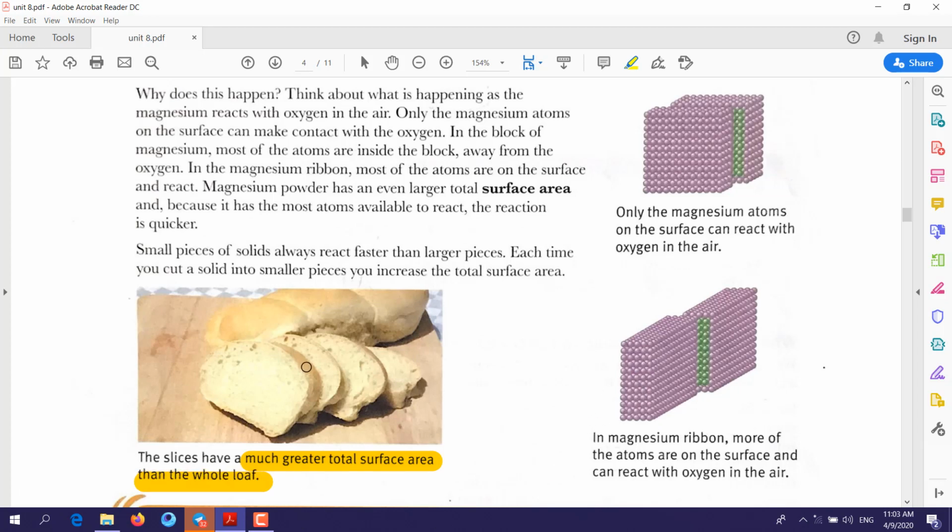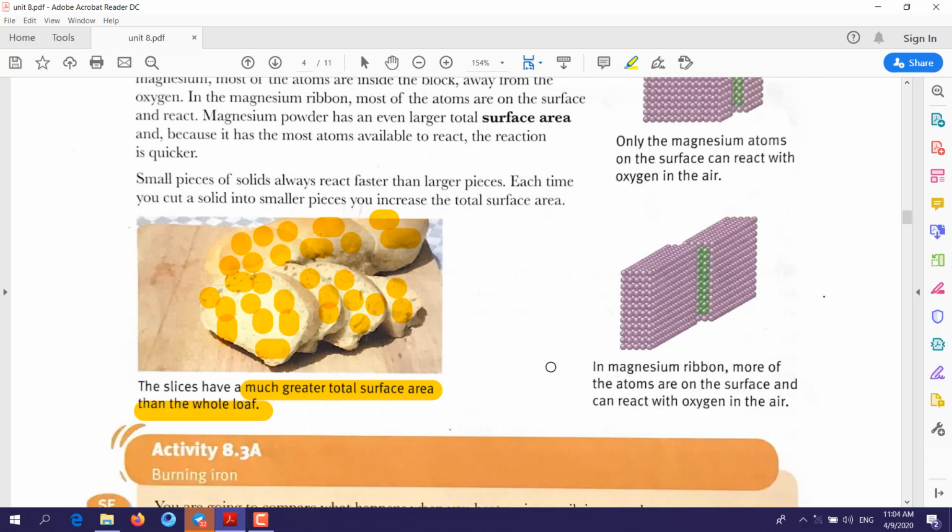What does that mean? Here, more surface area means more atoms that can react. Firstly, only the atoms at the outer surface are in direct contact with air. But with slices, we will have more atoms in direct contact with air. That's why the slices will dry faster.